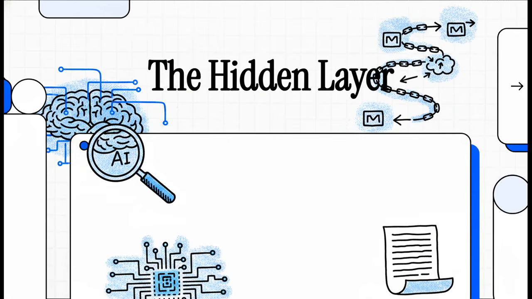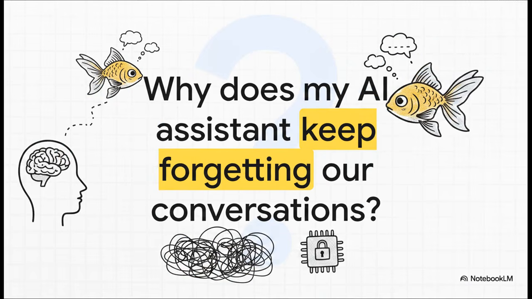Today we're diving into something that is so frustrating about AI. It's this one problem that can make the most brilliant, powerful models feel, well, kind of useless. I mean, has this ever happened to you?